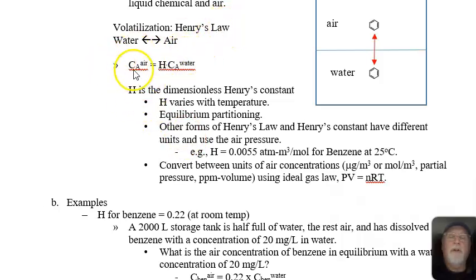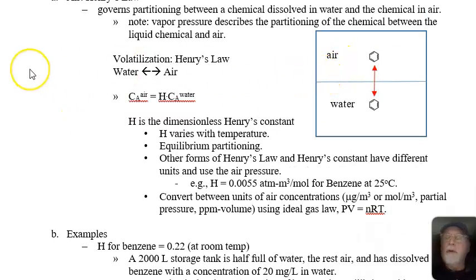So the concentration of the chemical in the air, we're going to do benzene, is the Henry's constant, or Henry's law constant, times the concentration of our chemical in the water. So we have an exchange between concentration in the water and in the air, and the Henry's constant governs the difference between those. So one version of it is dimensionless. You have milligrams per liter in the water, you'll have milligrams per liter in the air. There are other versions of it in other units.